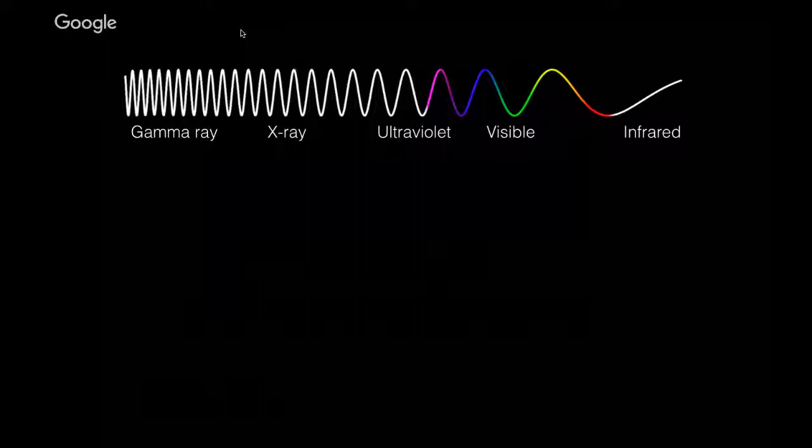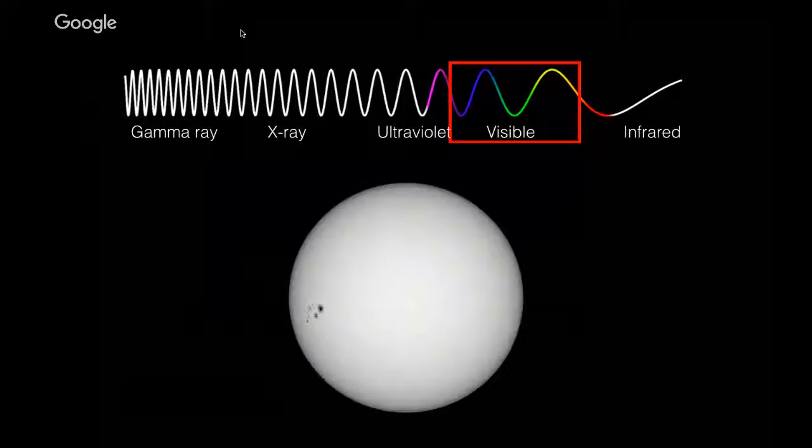We'll start with the most familiar, which is the visible light. Of course, this is what you're used to. This is how we see the sun, if you can get a suitable filter and block out 99.9% of its light. When we take a picture of the sun using visible light, it looks like this: a kind of featureless disk, except for these black spots that you see on the left-hand side. That's what we call sunspots.